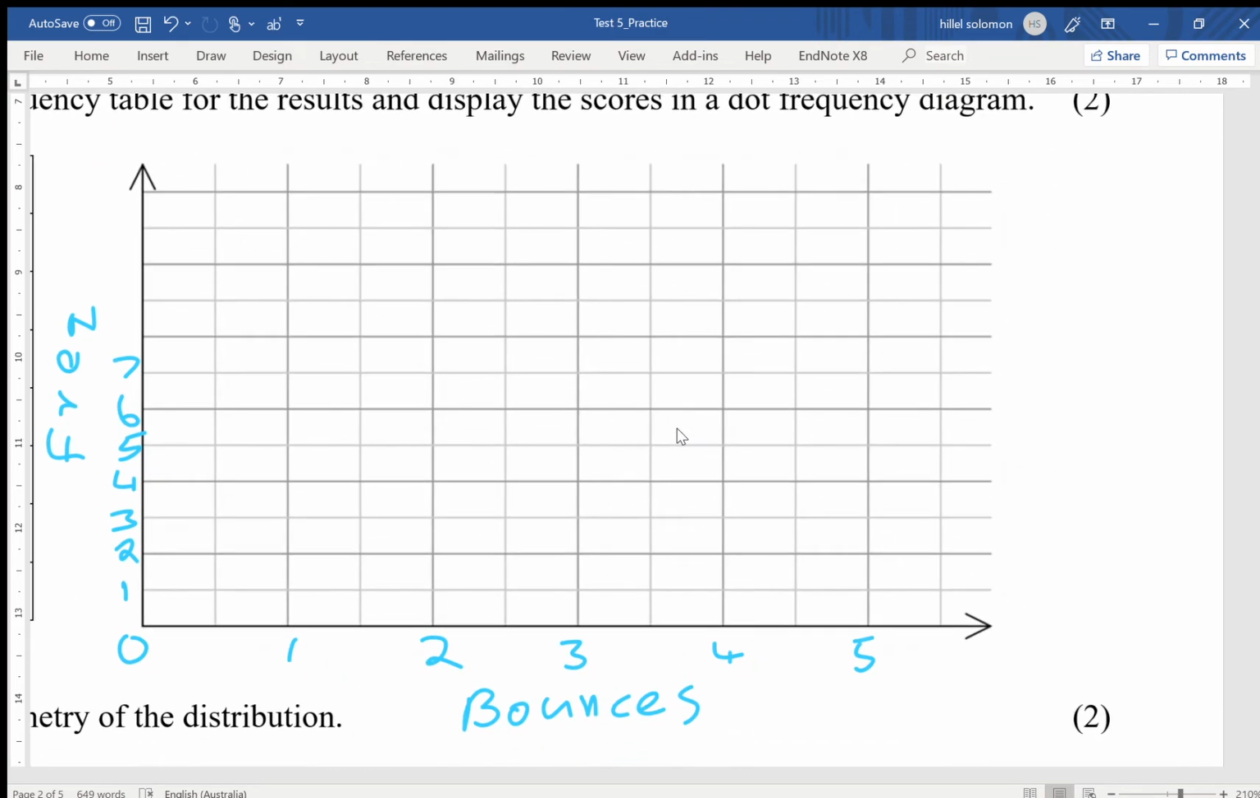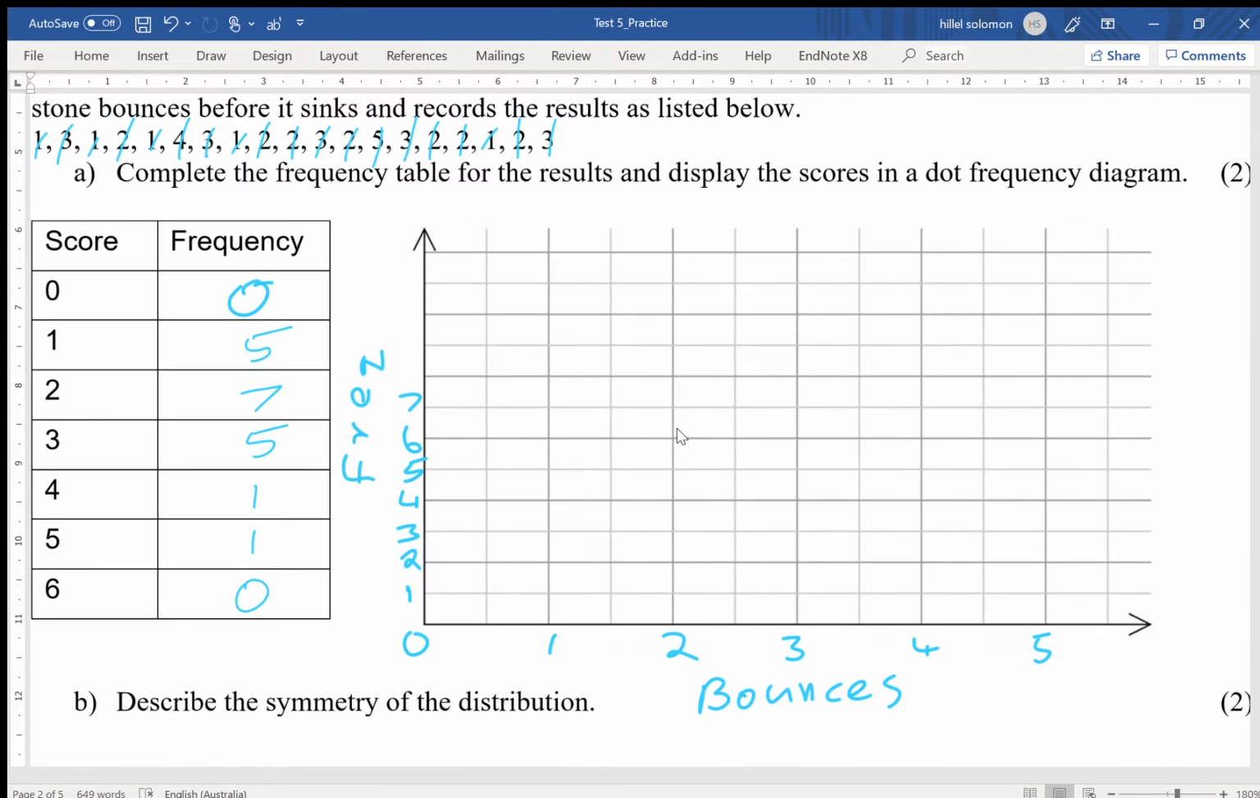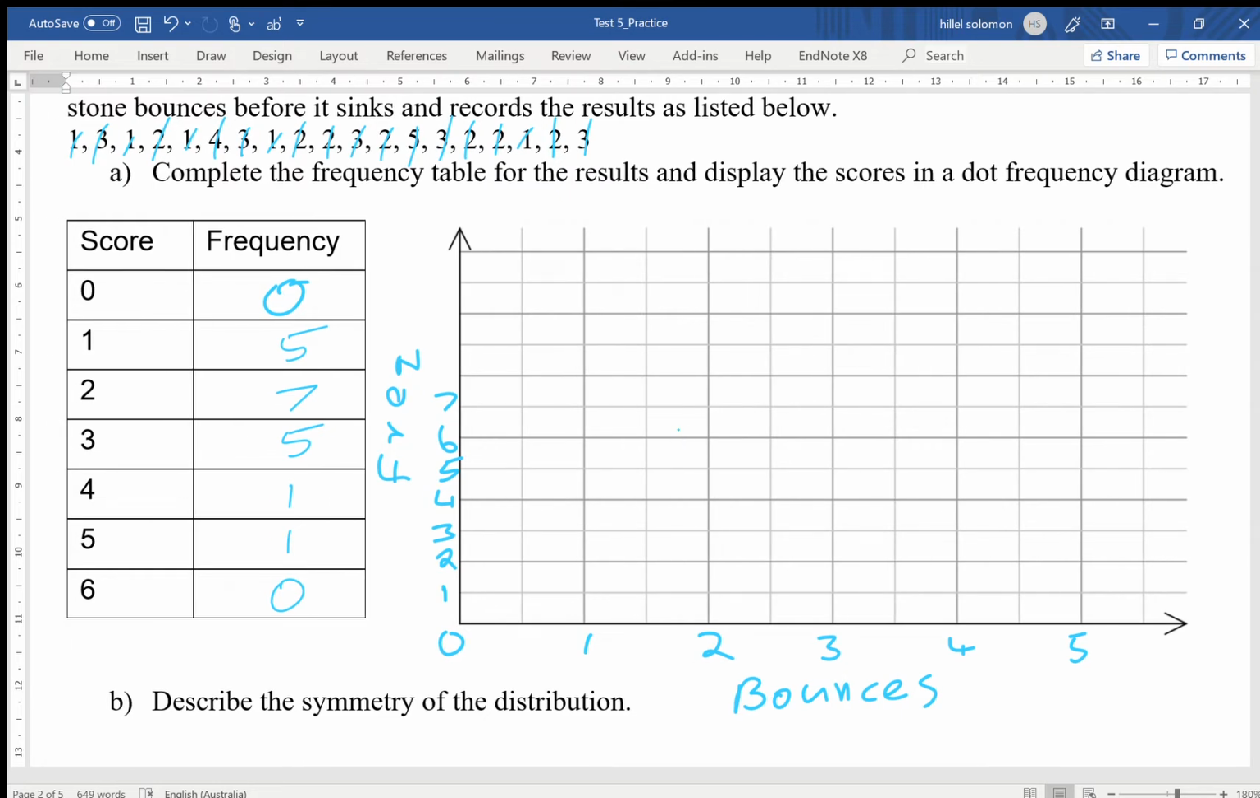Now I need to translate these numbers from my table across to my dot frequency diagram. So let's do it like this. A score of 0 happens 0 times, so I don't need to worry about that. A score of 1 happens 5 times, so 1, 2, 3, 4, 5. I have 7 2s. I have 5 3s. I have 1 4, and I have 1 5. Excellent.